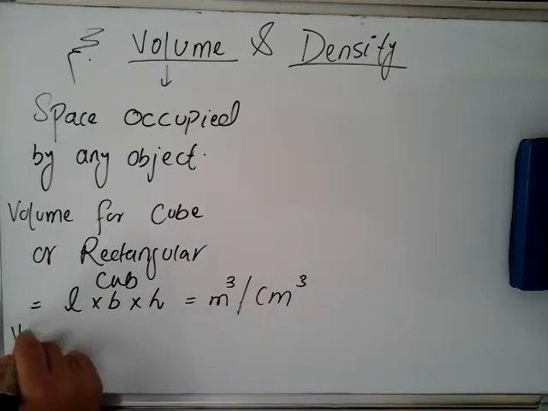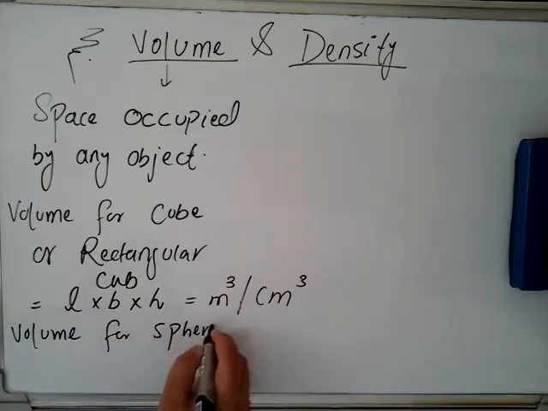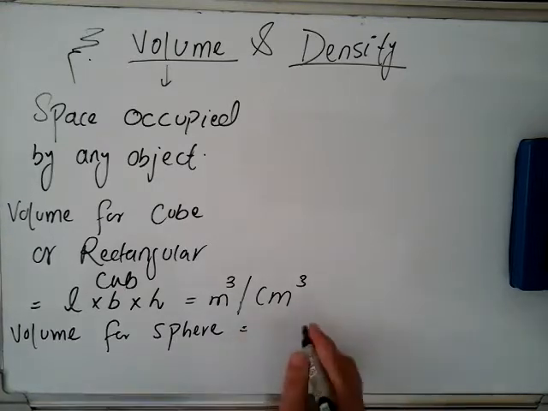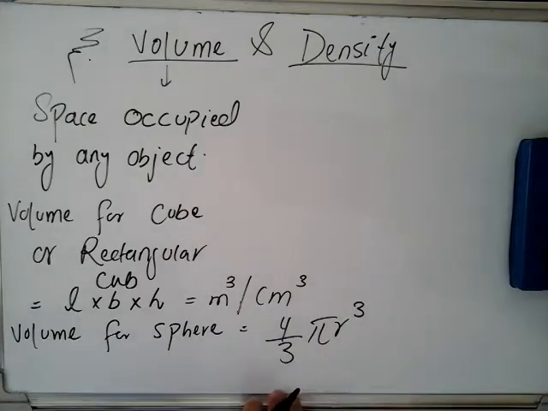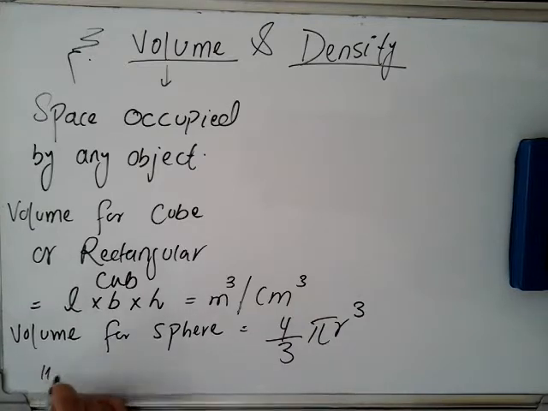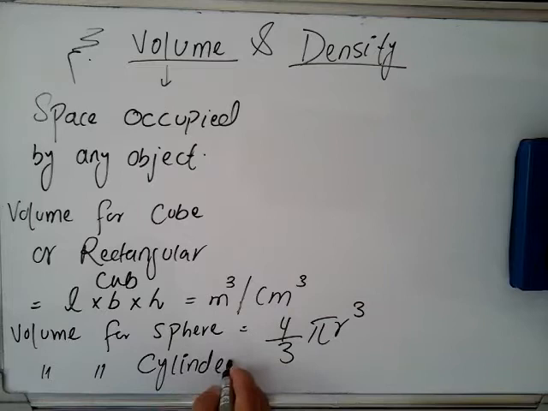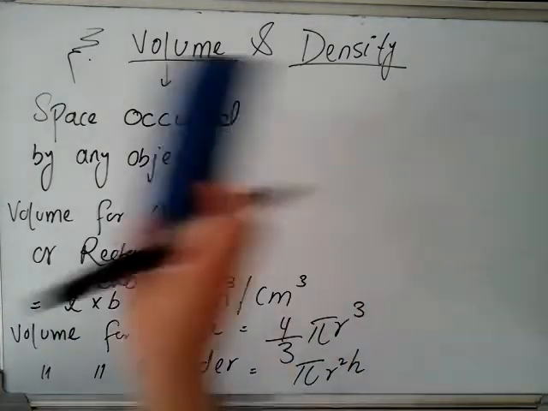And volume for a sphere is equal to 4/3 pi r cube. Okay, volume for sphere is 4/3 pi r cube, and volume for cylinder is equal to pi r square into h. Is that clear?